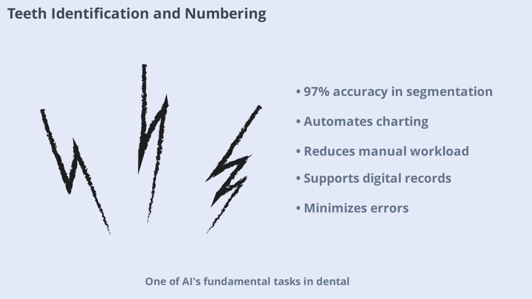One of AI's fundamental tasks in dental imaging is accurate teeth identification and numbering. Deep learning models achieve up to 97% accuracy in segmentation and numbering, automating charting and streamlining workflows. This capability is vital for creating digital dental records and ensuring consistent diagnostic processes. Automated charting reduces manual workload and minimizes errors, supporting efficient patient management.